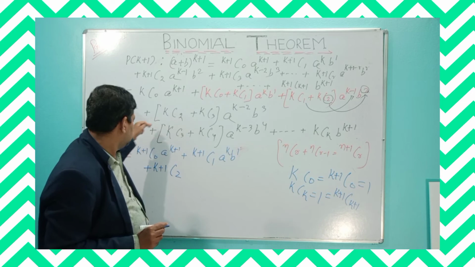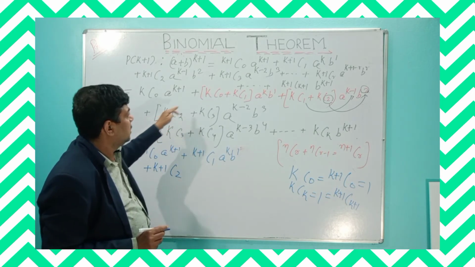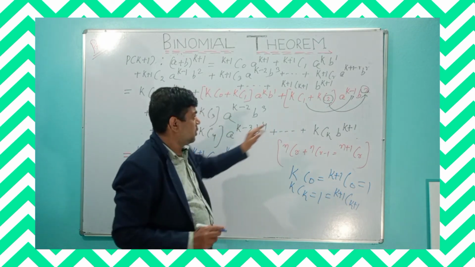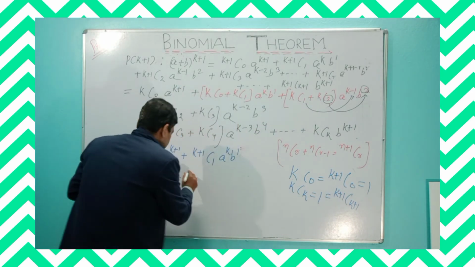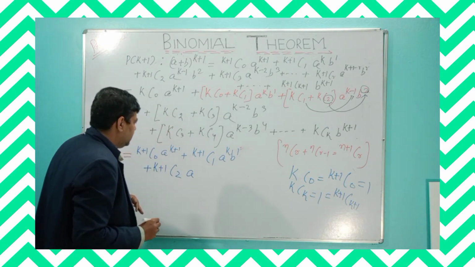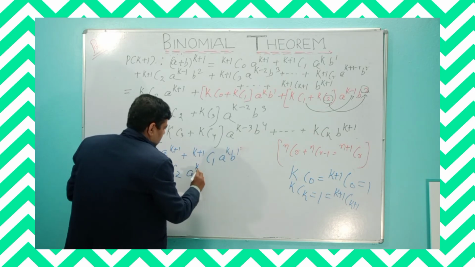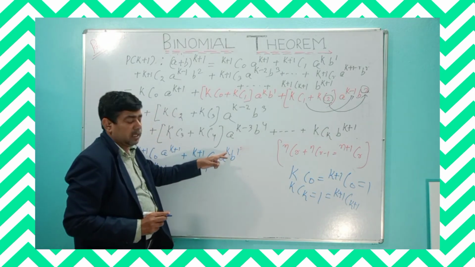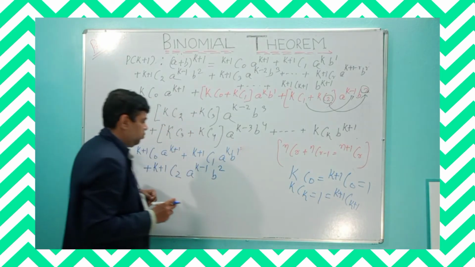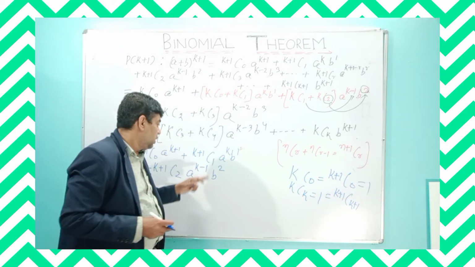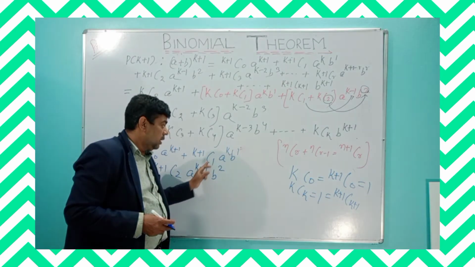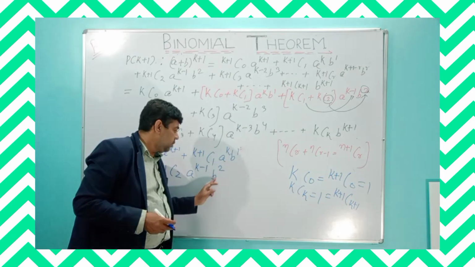Next term you write, yes, KC1 plus KC2, I can write K plus 1 C2, a to the power what? A to the power, yes, it will be K minus 1. Here the power of A will be decreased by 1 and the power of B will be increased by 1, 1 plus 1, 2. According to the binomial theorem, here the power of A is decreased, K minus 1. And here B power is 2.